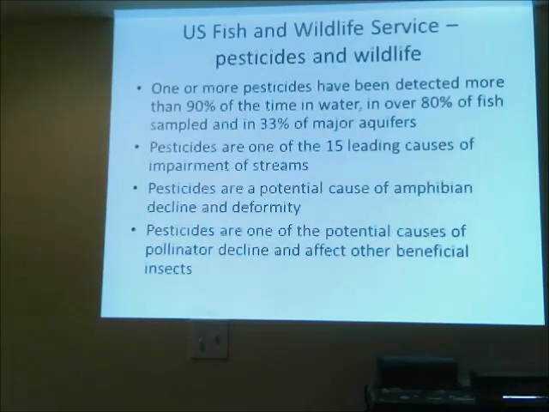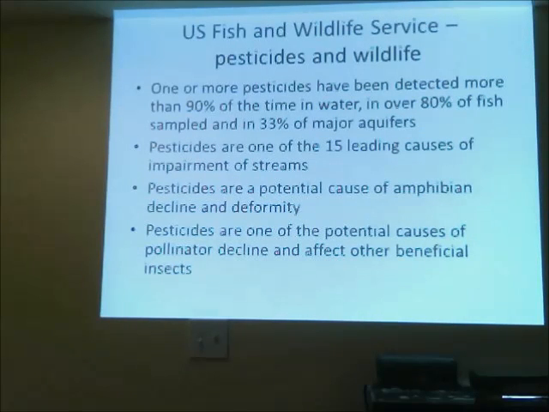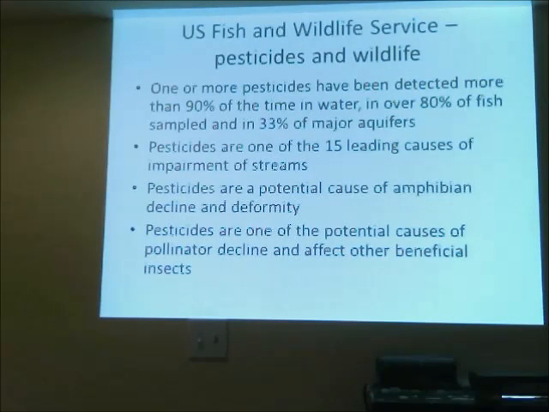The U.S. Fish and Wildlife Service has published these data. And according to them, one or more pesticides have been detected more than 90% of the time in water, in over 80% of fish that were sampled, and in 33% of major aquifers. And they also indicate that pesticides are one of the 15 leading causes of impairment of streams.